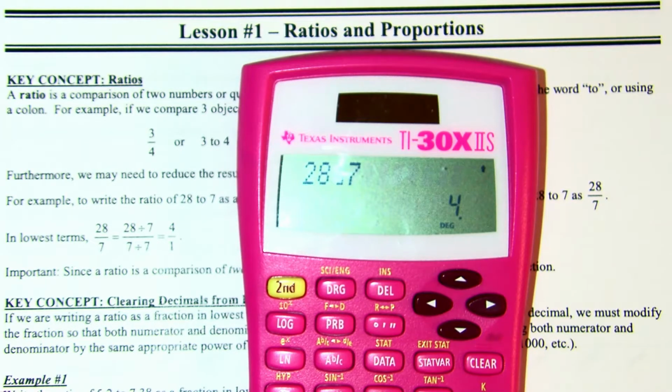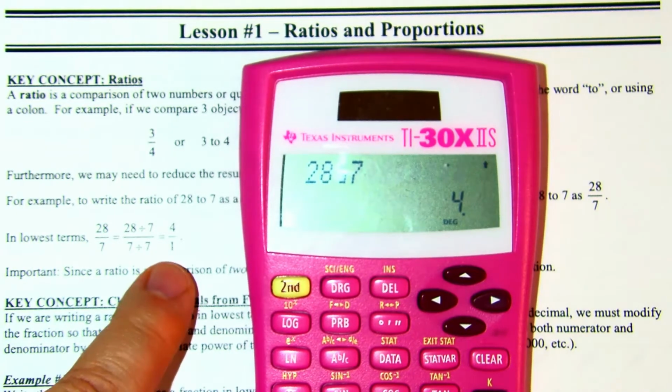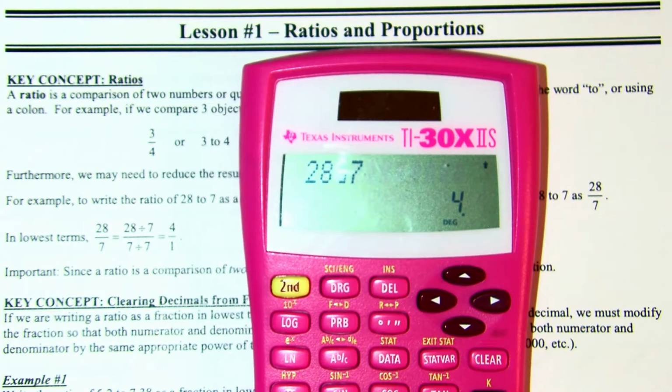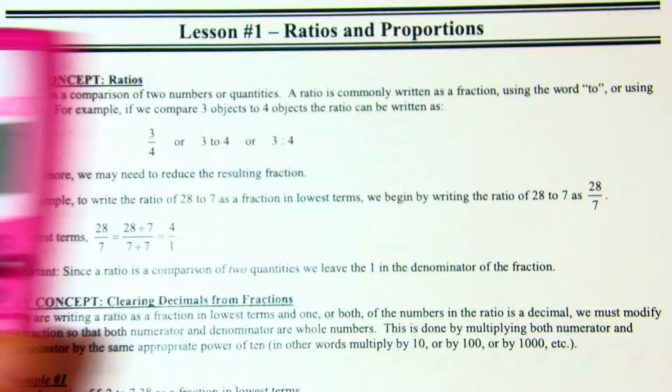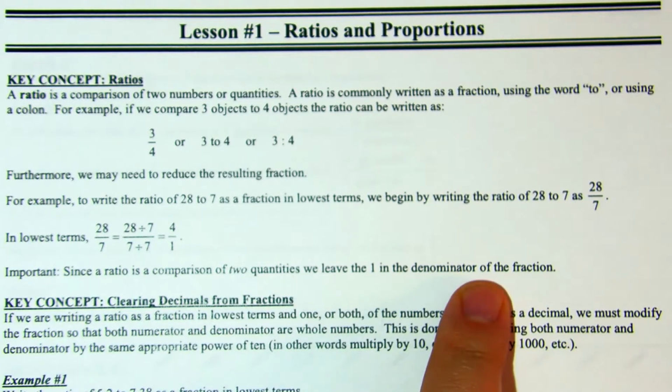When we're dealing just with a fraction, we would say 28 over 7 is just 4. But if we're doing it in a ratio where we're comparing two numbers, we have to keep the 1 on the bottom. And so that's going to seem a little odd. You just need to get used to it because a ratio is a comparison of two quantities, so we leave the 1 in the denominator.